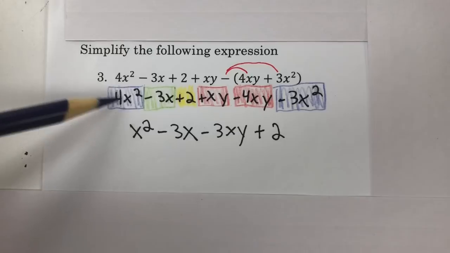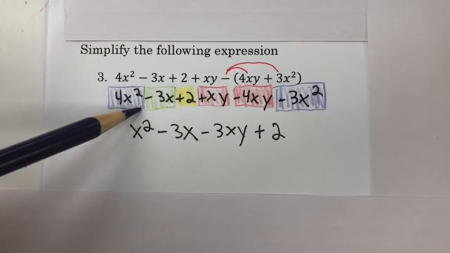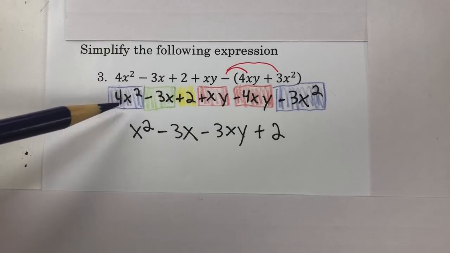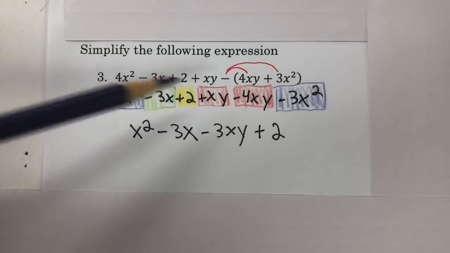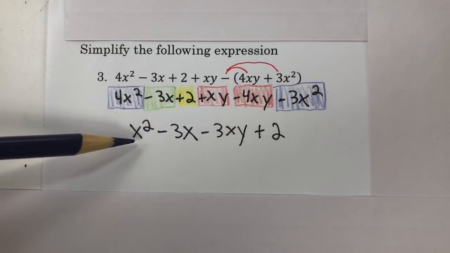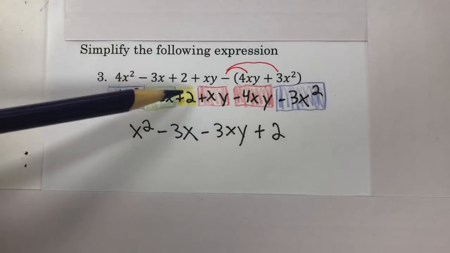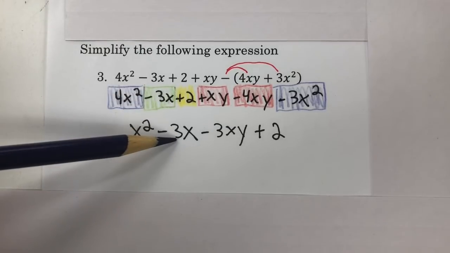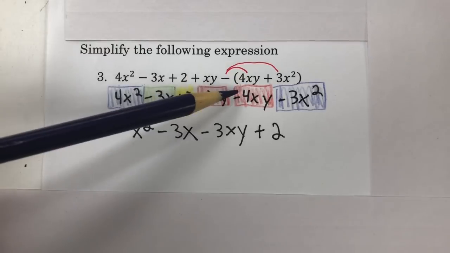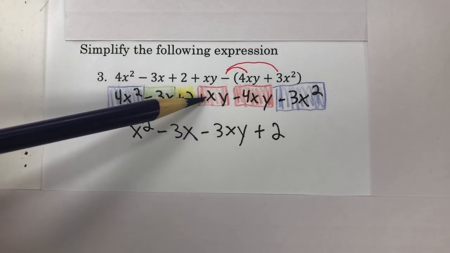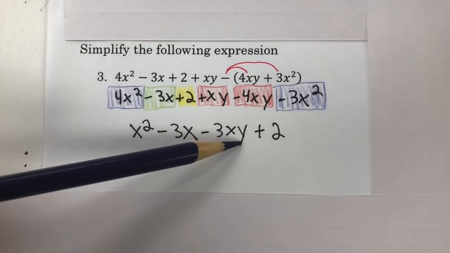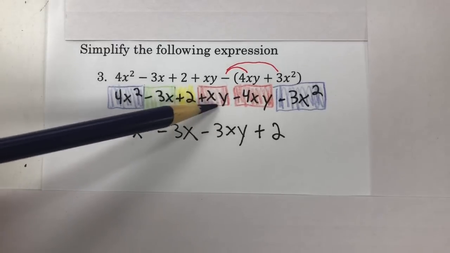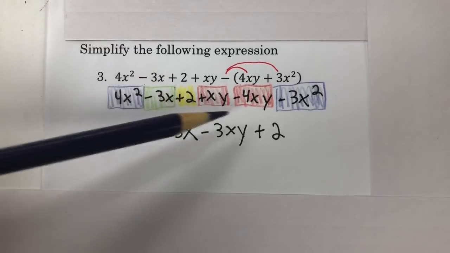Now I've colored the like terms to make it easily visible for me to identify each like term. So I have 4x squared minus 3x squared gives me a positive x squared. I don't have any other x terms that are alike, so it's just negative 3x. Then I have negative 4xy plus 3xy gives me a negative 3xy. I have more negatives than positives. So the signs are opposite, so I subtract the 2. And then I have positive 2.